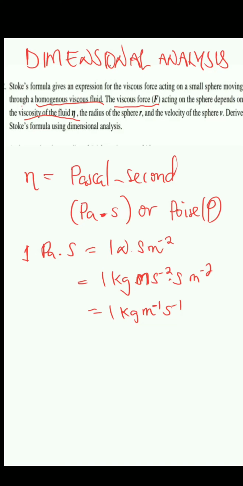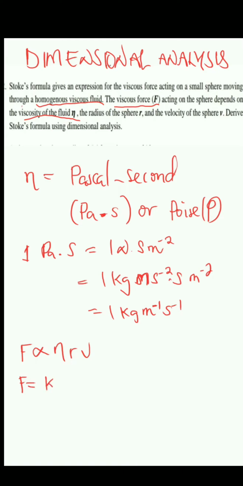Now let us simply look at what we have. The force there is dependent on the viscosity, so the force varies directly with the viscosity of the fluid, multiplied by the radius, multiplied by the velocity. So now what we do is to change this to an equal sign.